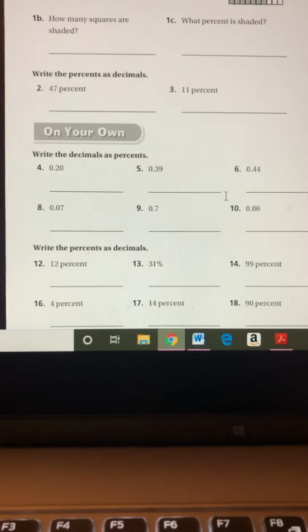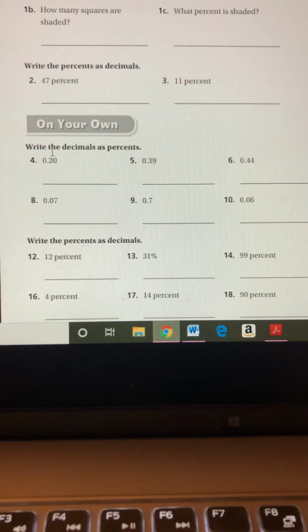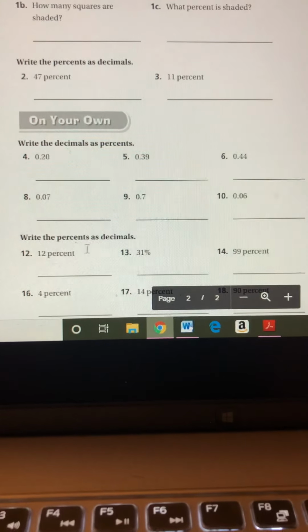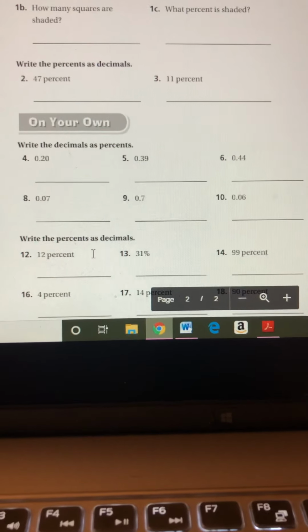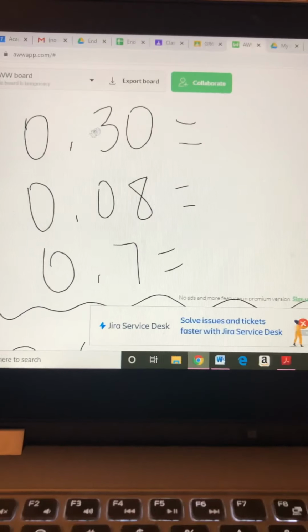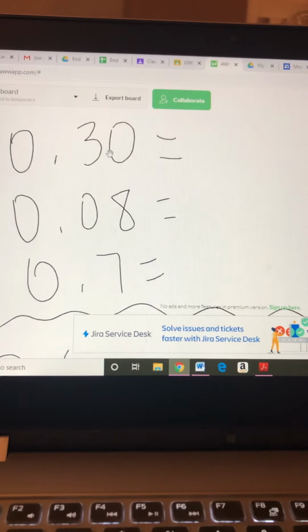this part of the lesson where it's on your own. You're going to have to write the decimals as percents and the percents as decimals. You're going to have to do both, okay? So the first thing I want to go over with you is writing these decimals as percents.